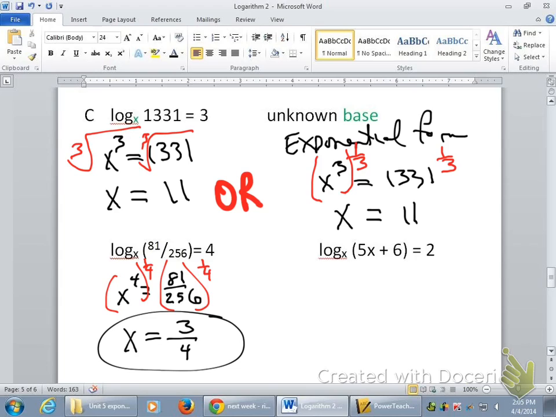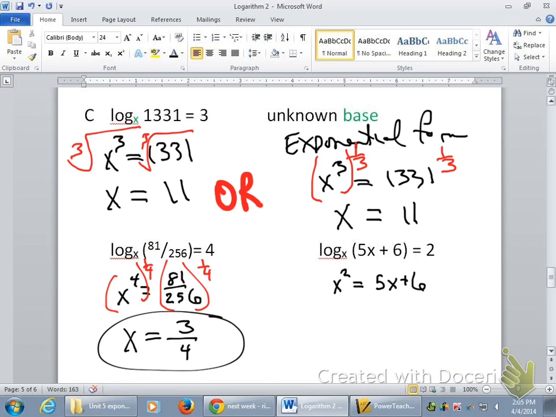Okay. This one's a little trickier because I have an unknown base, and I actually have an x in my logarithm part right there in the middle of it. So this is going to be interesting, right? Rewrite it in exponential form. X to the 2nd. Very good. So how do I go about solving this? Oh, that's a good idea, but that doesn't work here.